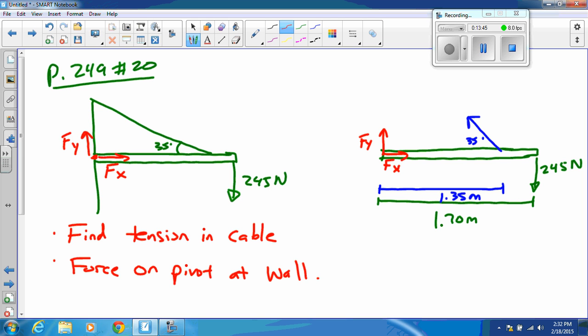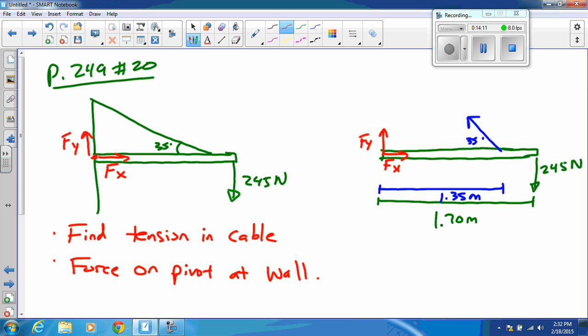On what? On the cable. And the cable probably has negligible weight to it. But the pole, not so, right? And so there's probably a weight to our pole. Does the problem give us any guidance about that? Yes, it has 155 newtons. Aha! 155 newtons worth of pole.